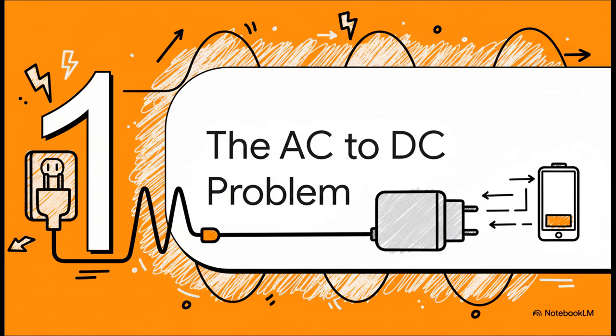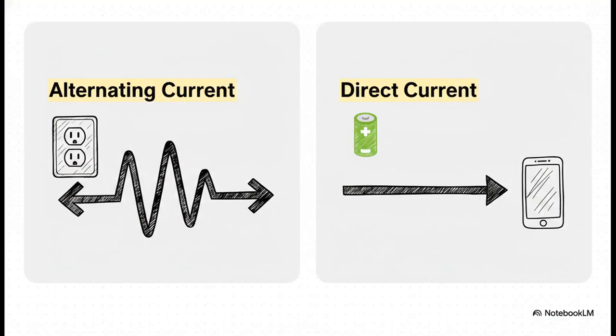And to really get what's going on inside that charger, we first have to understand the core problem it was built to solve. We call it the AC to DC problem. See, on one hand, you've got alternating current, or AC. That's what flows out of your wall sockets. You can think of it like a wave, constantly rushing back and forth, changing direction dozens of times every single second.